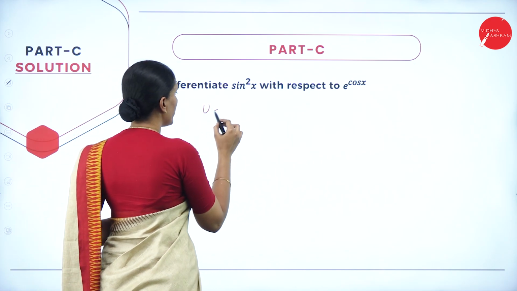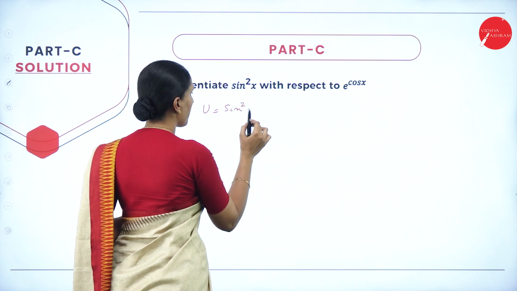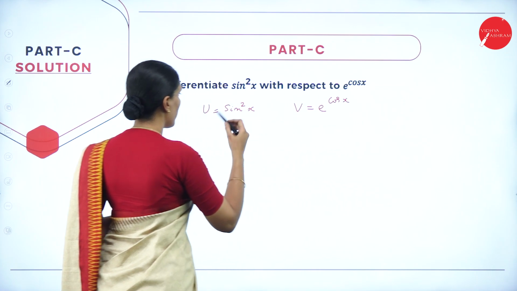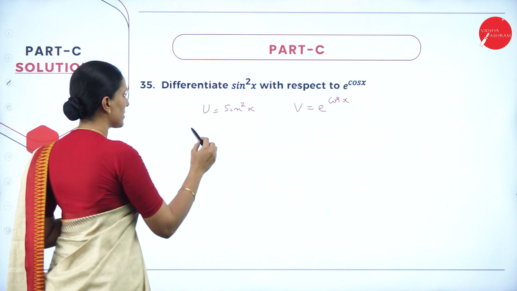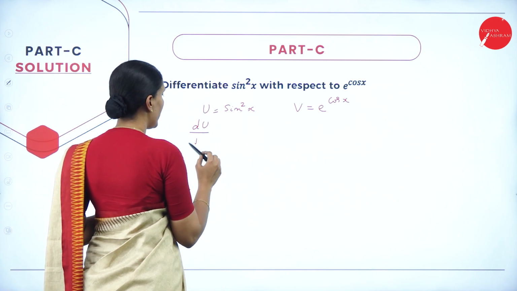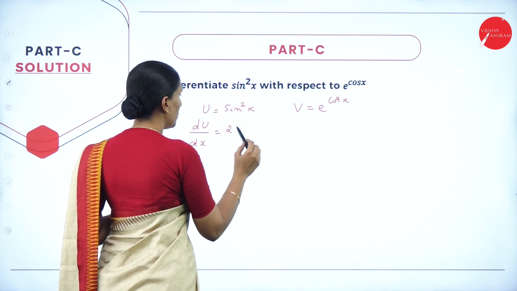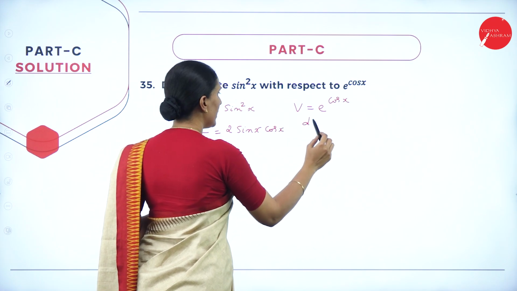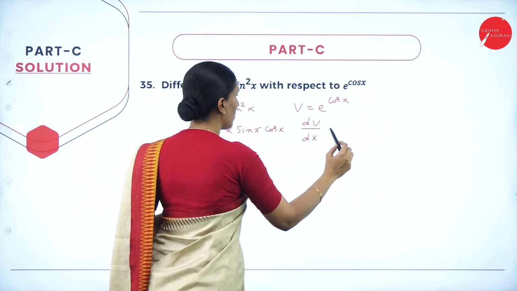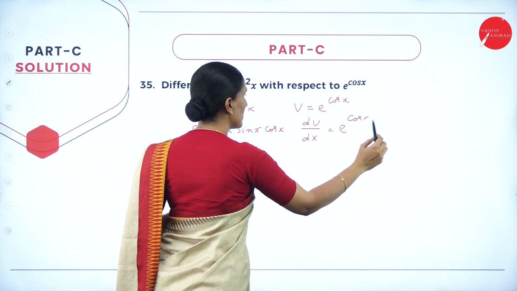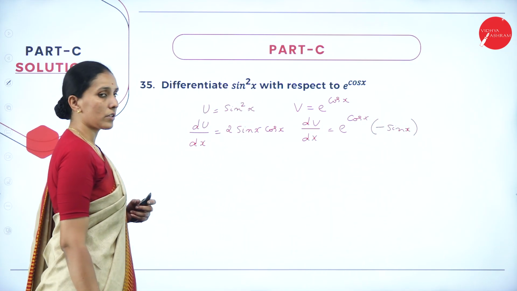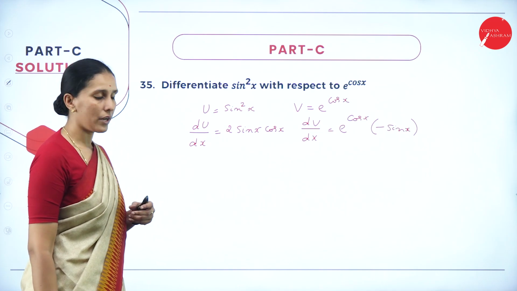I'll consider u is equal to sine square x and v is equal to e power cos x. So, now here du by dx is equal to 2 sin x cos x and dv by dx is equal to e power cos x into minus sin x. Both are functions in the composite form, so we should use chain rule.